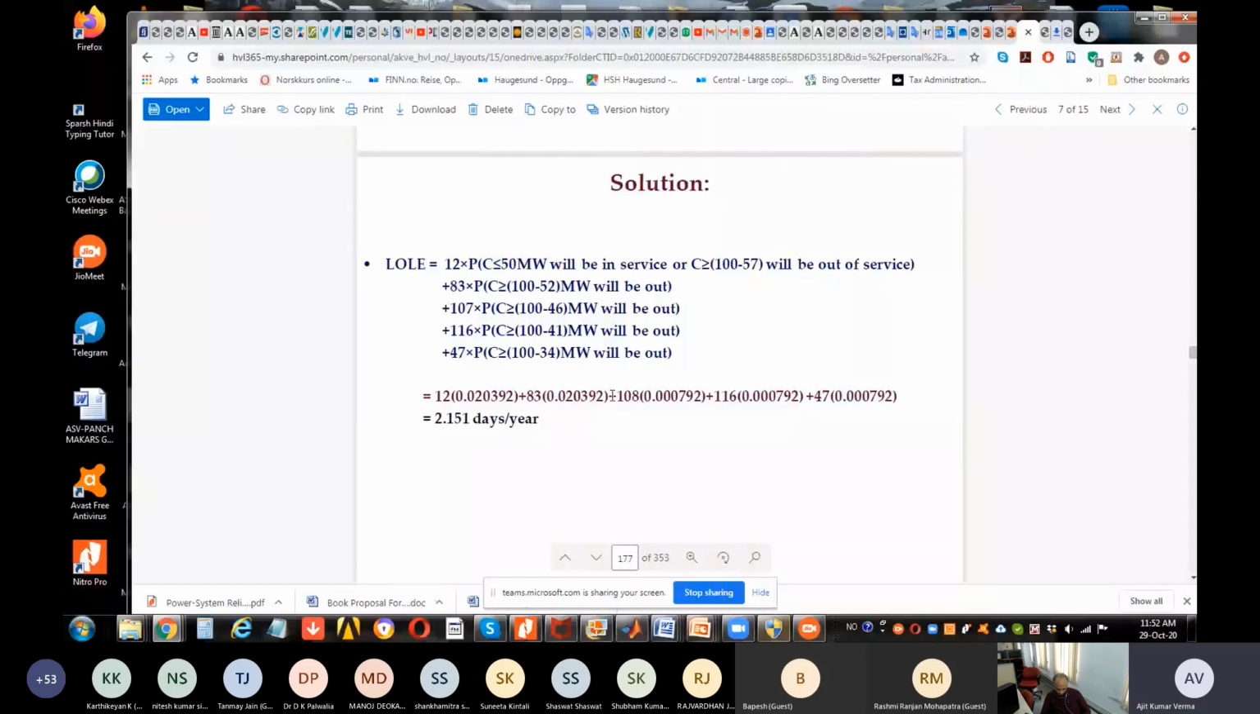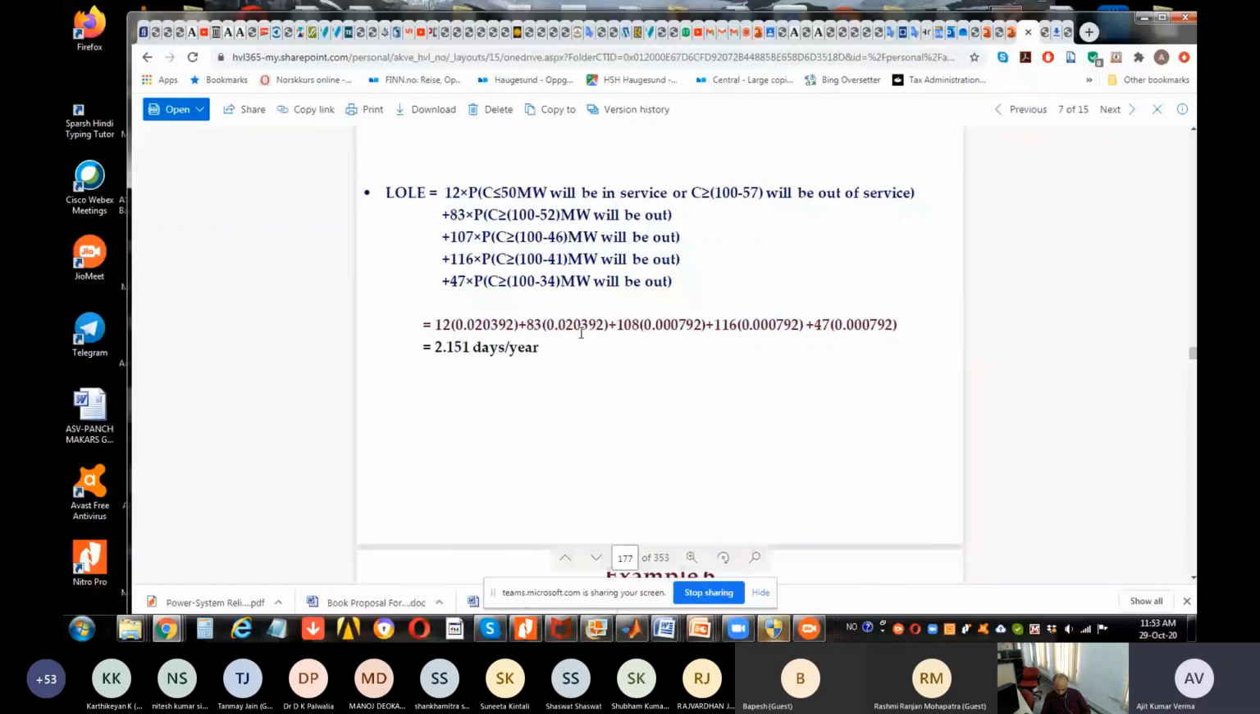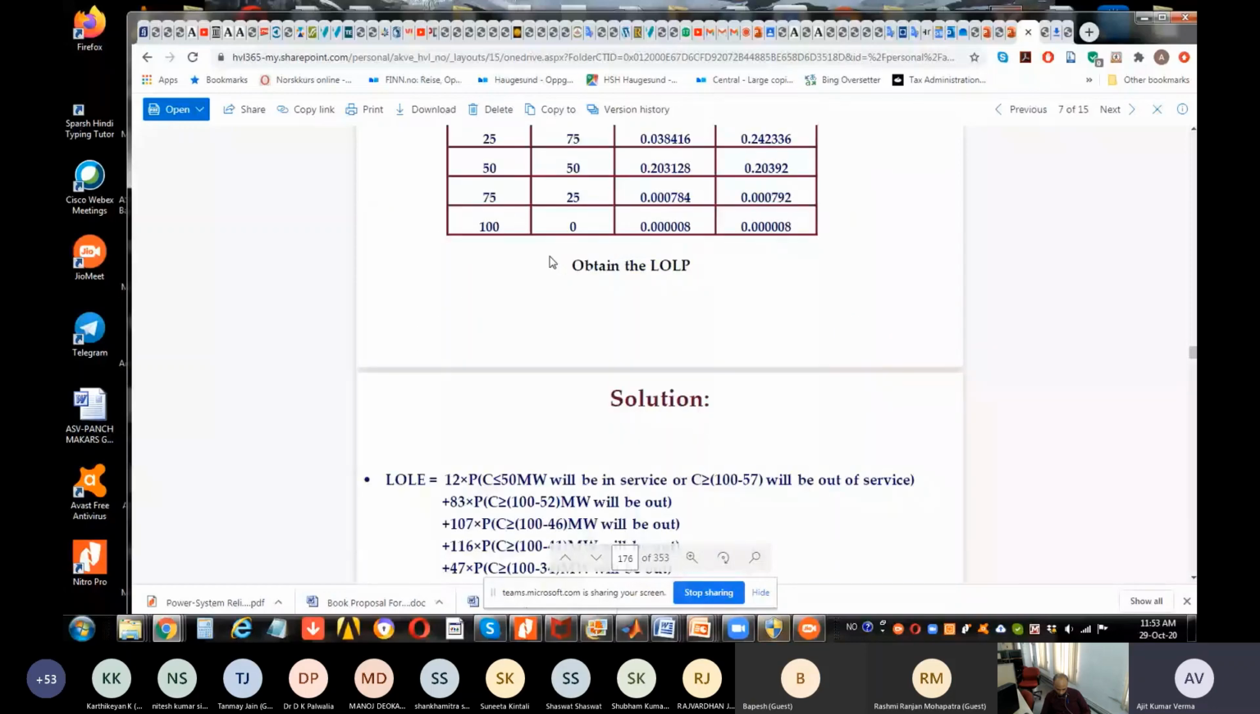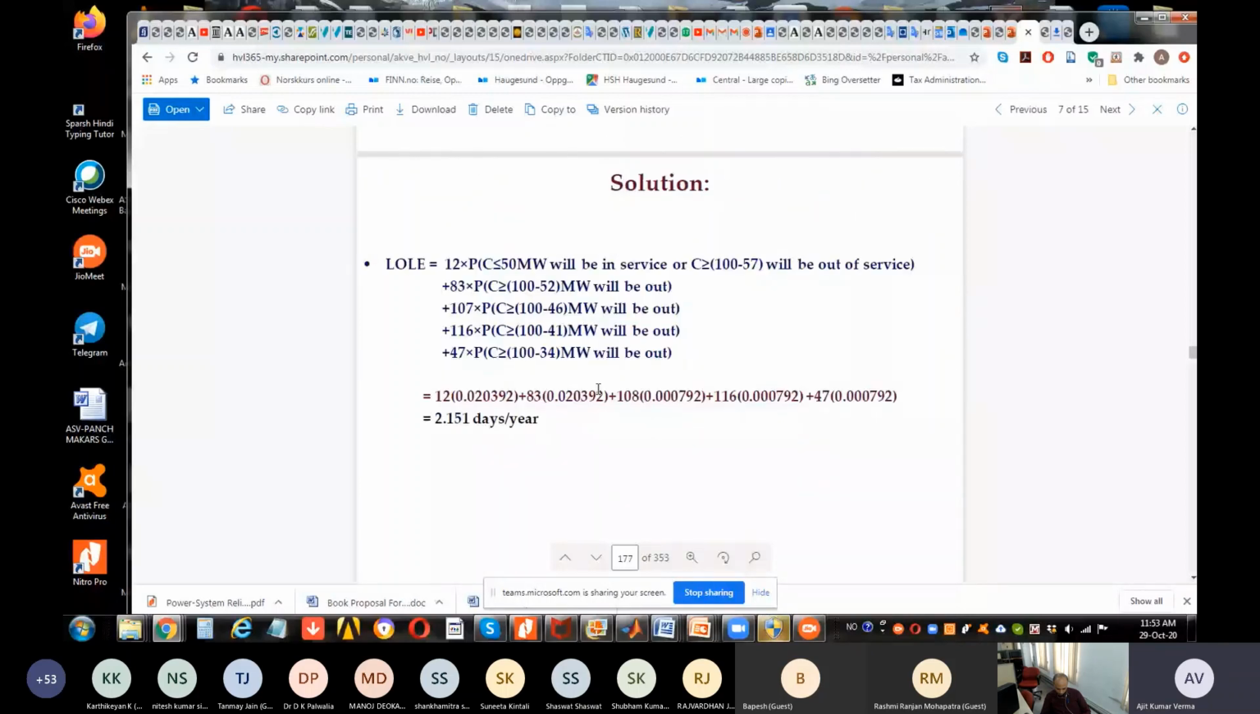83, that is 52. This will also cause a loss of load when the capacity is 0.2550. So again, the cumulative probability is 0.20392, multiplied by 83. Then you have 46. When will this cause a loss of load? 46 will cause a loss of load when it is 0 and 25. So the cumulative probability is 0.000792 multiplied by 107. It's not 108, typo.